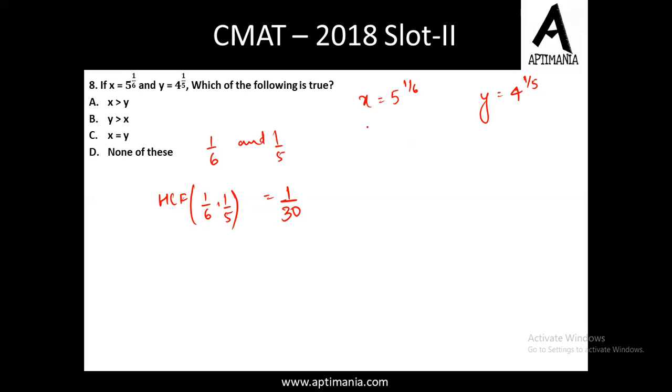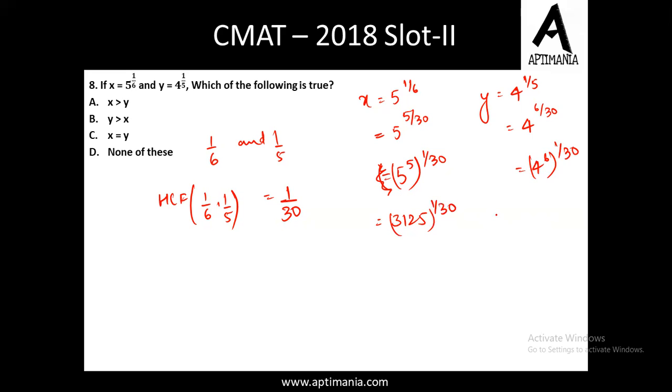So in case of x, 5 to the power 1 by 6 can be written as 5 to the power 5 by 30, and y, 4 to the power 1 by 5, can be written as 4 to the power 6 by 30. Next, I'll take 5 to the power 5 in a bracket with power 1 by 30, and 4 to the power 6 with power 1 by 30. On solving 5 to the power 5, I'll get 3125 to the power 1 by 30, and on solving 4 to the power 6, I'll get 4096 raised to the power 1 by 30.